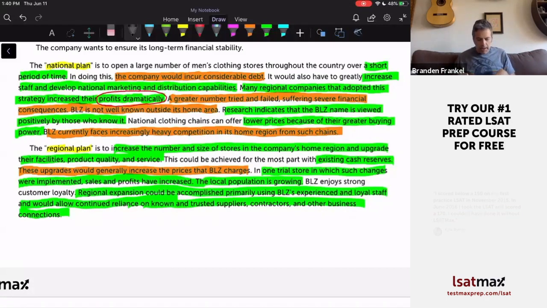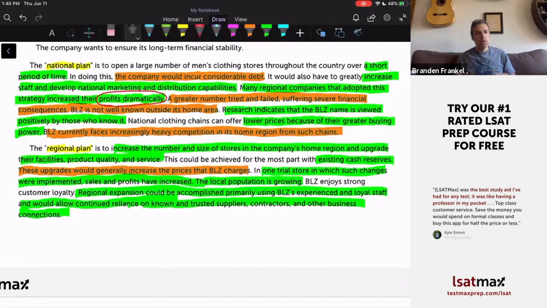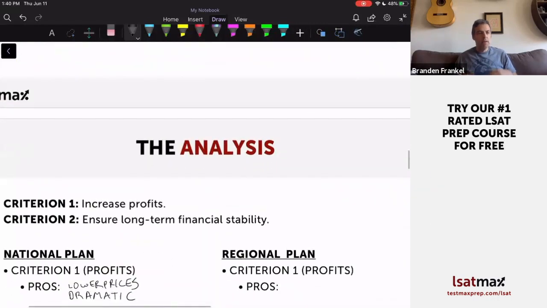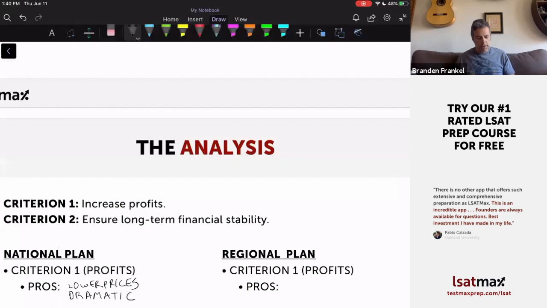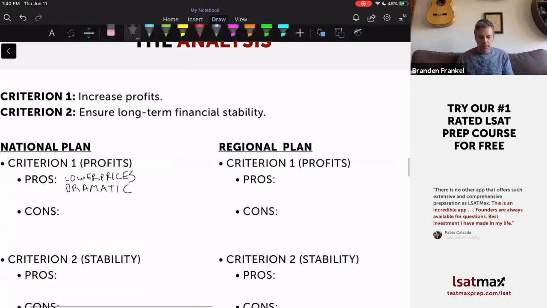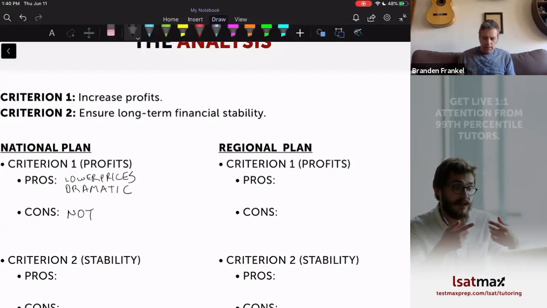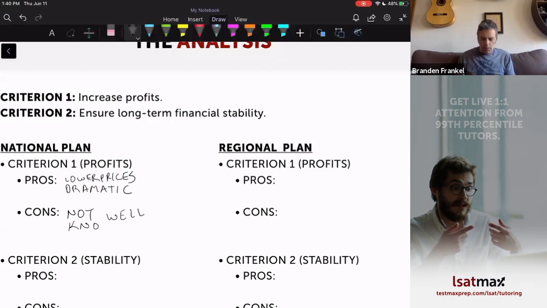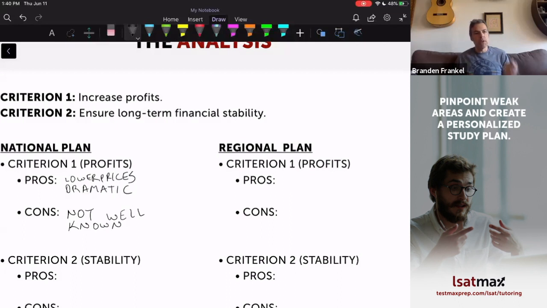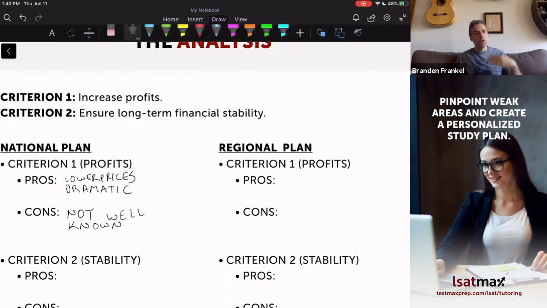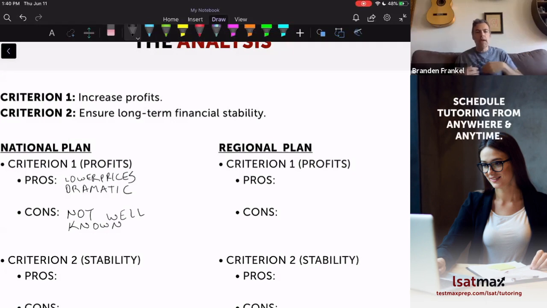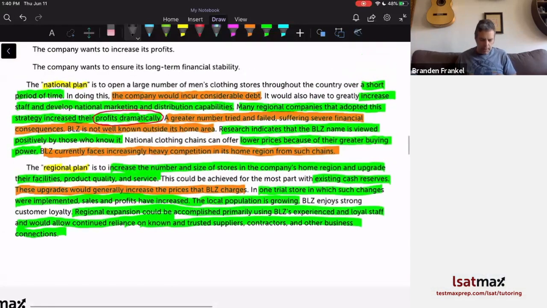So here, I see BLZ is not well known outside its home area, which I think means that we're going to have a hard time breaking through in these markets. And I think that can be a con for the national plan, not just on here, but with regard to criterion 2 as well, stability. We are not well known. It's going to be very hard to break through. There's competitors out there. People know us in our market. We're going to go into another market and we're not going to make any money because everybody's already with their particular store that they like to shop at. So I think that's a problem.